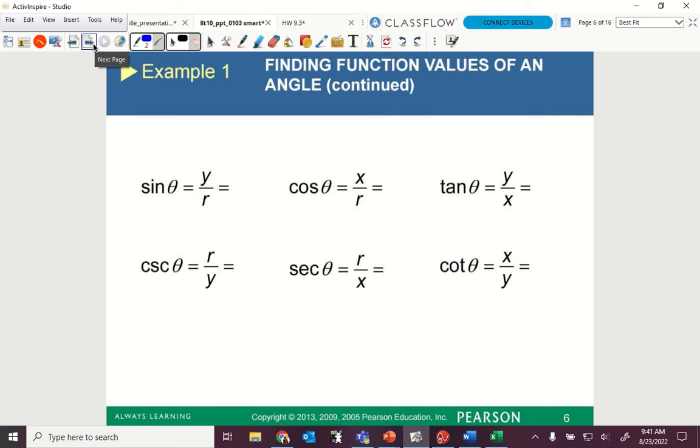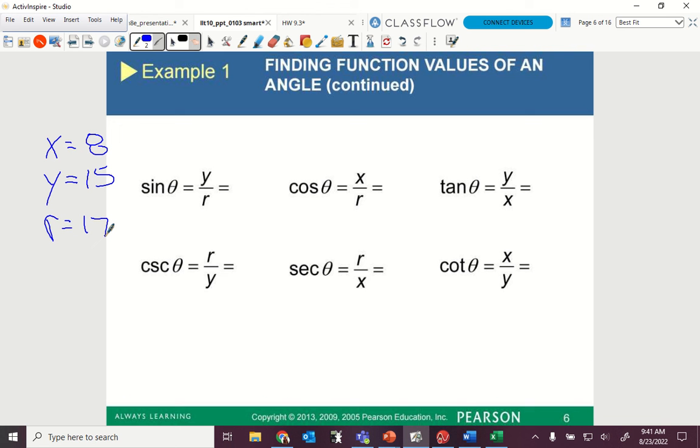So again, we know, what was my x value for the last problem? 8, very good. y equals 15, and r is 17. I want you to write these down every time you do this. Write down the x, y, and r, because those are the three things you will need all the time. Every time, x, y, and r.